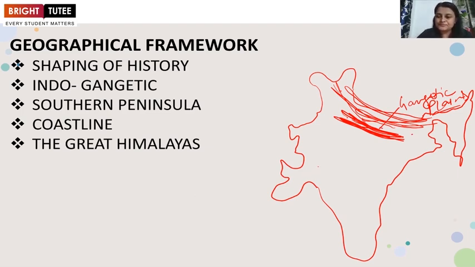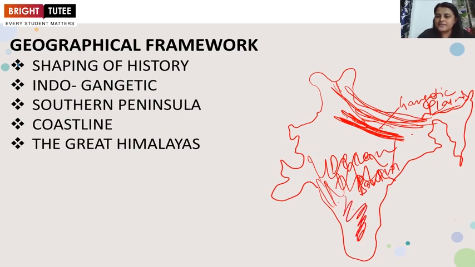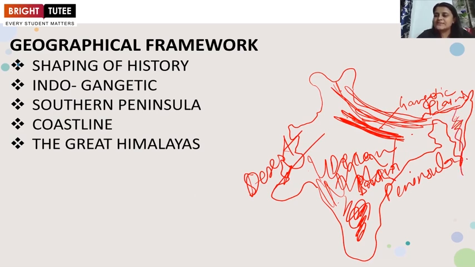We call this central portion the Deccan, as well as the Southern Peninsula. Southern Peninsula will cover this part. This part is desert. And this eastern part, we know as the area with densely forested areas. So this is the eastern part.